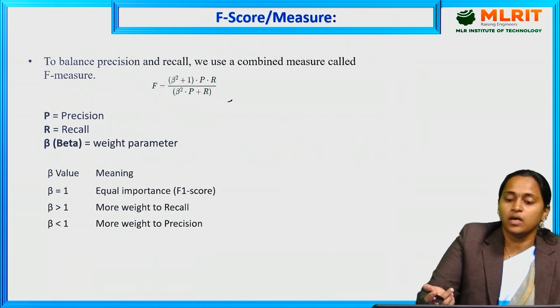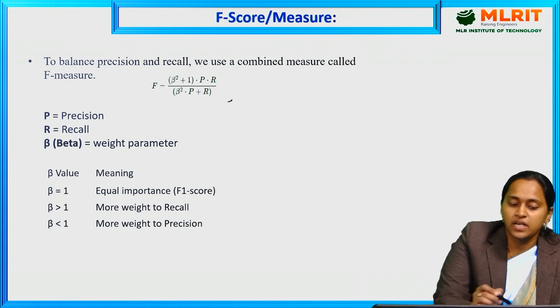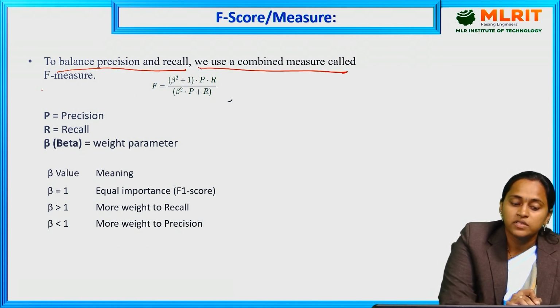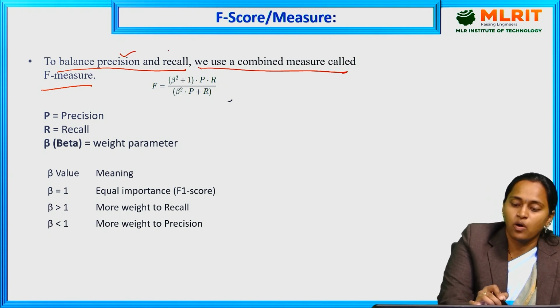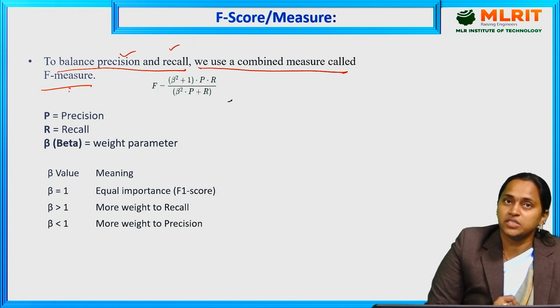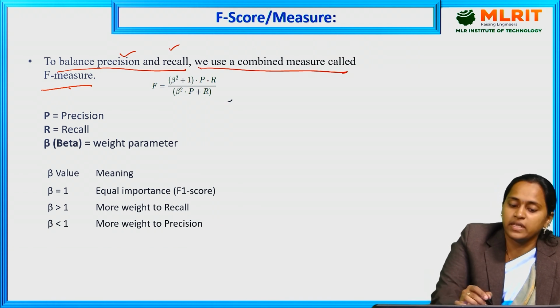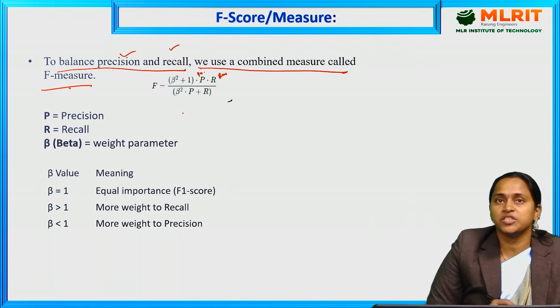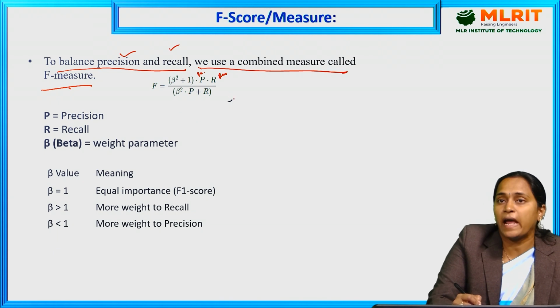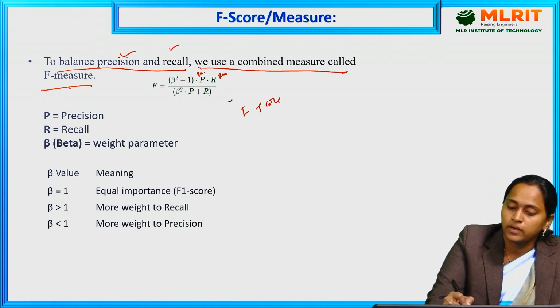Let's find out the F score. F score, that means we are here to balance the precision and recall. We are using the F measure. That means we are combining the precision and recall. Then we'll get the F measure. Here the formula is F equals (beta square plus 1) into precision and recall, divided by (beta square into precision plus R). This is the formula to calculate the F score, right?